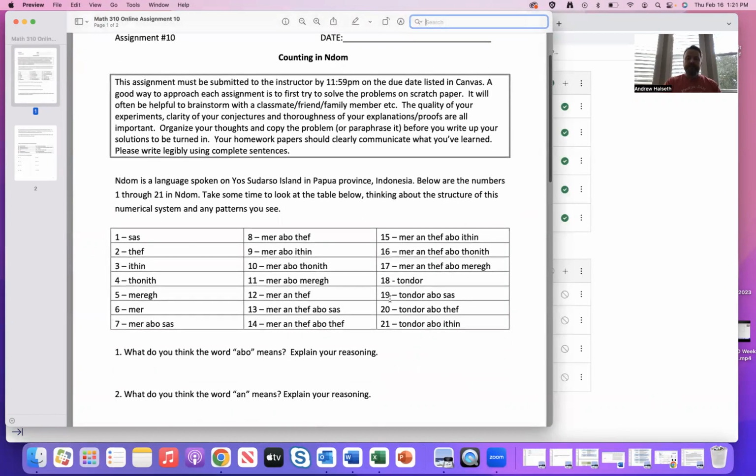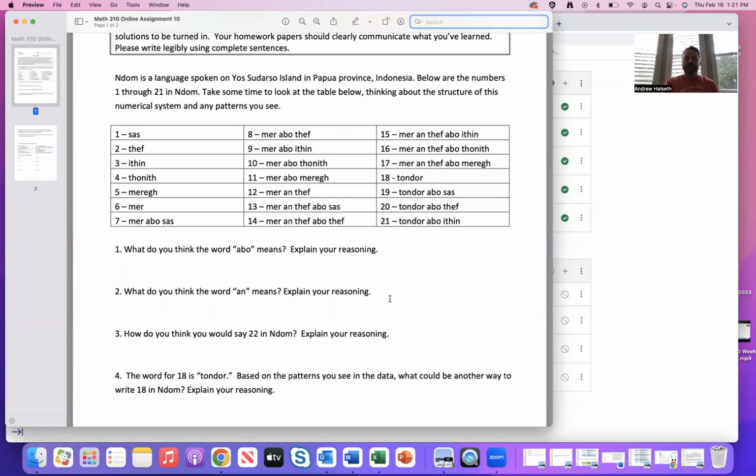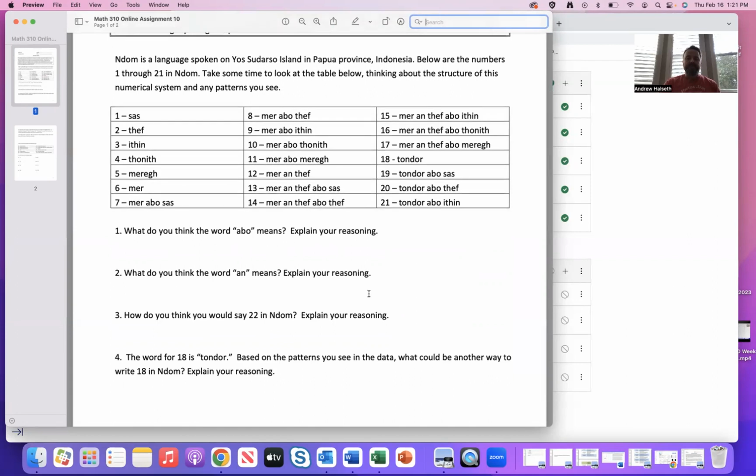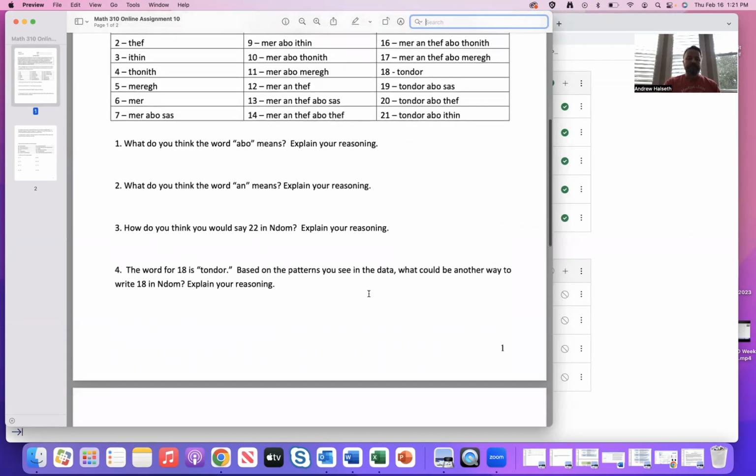Once you're feeling a little bit comfortable with it, see if you can answer some of these questions below. So, what does the word abo mean? Does it have any significance in this table? What could that possibly be translated to, etc. It's pretty self-explanatory as you go through. If you have any questions, let me know.